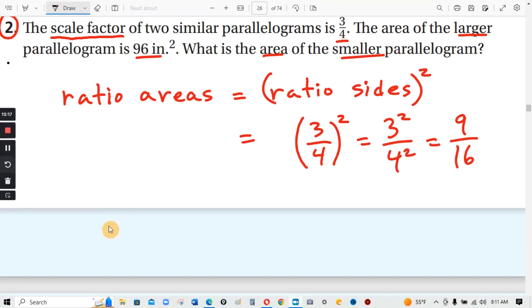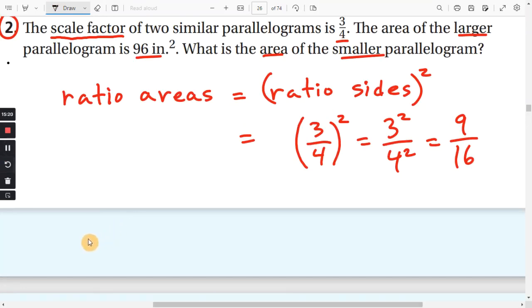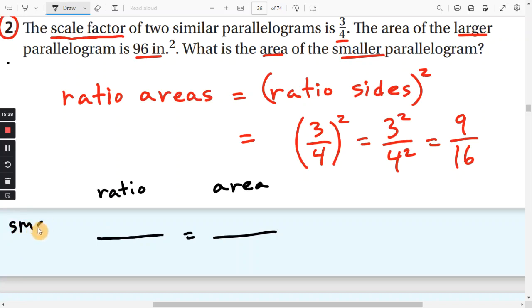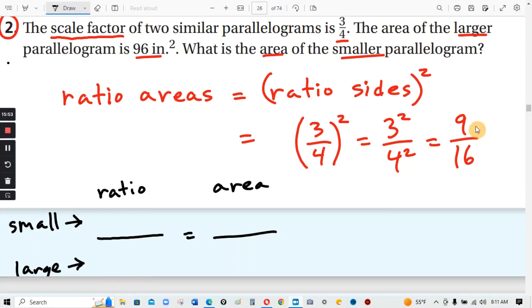Now, just like last time, we're going to set up 2 fractions. One fraction is going to be the ratio, and the other fraction is going to be the area. We can see the smaller number was on top, and the larger number is on the bottom. So someone please tell me what goes here for the ratio. Well, the ratio of the areas we already found. That's 9 over 16.